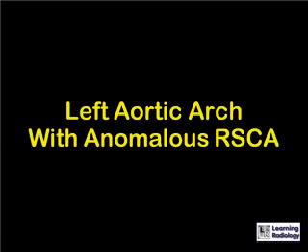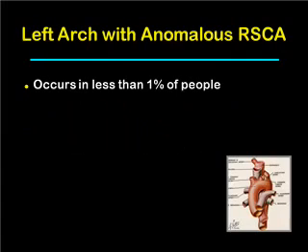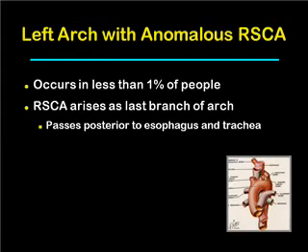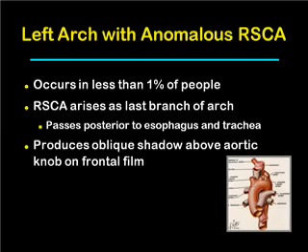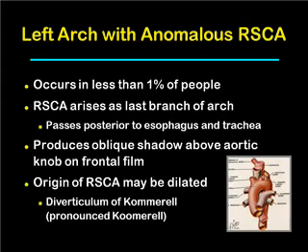Left aortic arch with anomalous right subclavian artery. This is a rare abnormality occurring in less than 1% of all people. The right subclavian artery arises as the last branch of the aortic arch and passes posterior to both the esophagus and the trachea. It produces an oblique shadow above the aortic knob that can be seen on the frontal chest radiograph. And the origin of the right subclavian artery can be dilated. That's called a diverticulum of Kommerell.